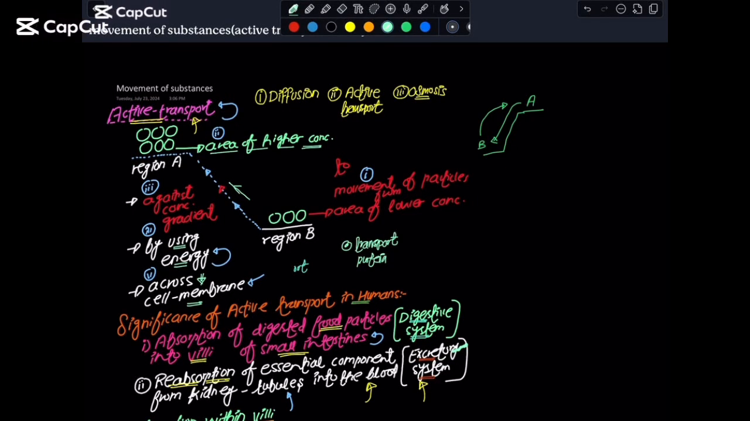So now we are back with another topic, and this topic again comes under the chapter of the movement of the substances. And here we have to look at another important mechanism by which substances move inside and outside of the cell. And this mechanism is entitled active transport.